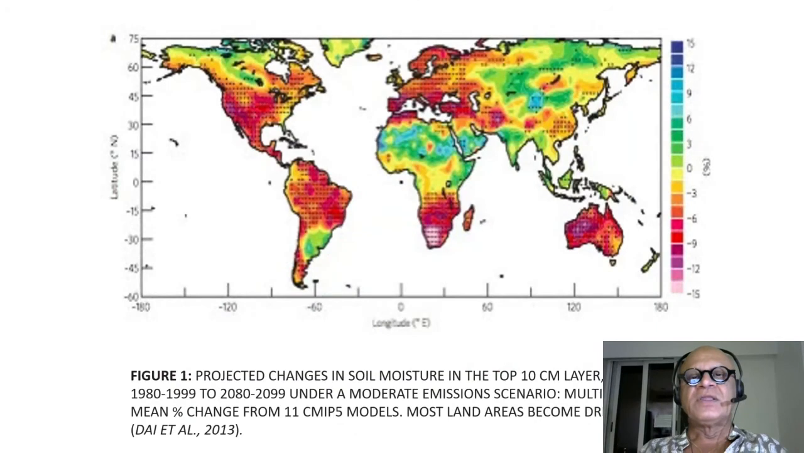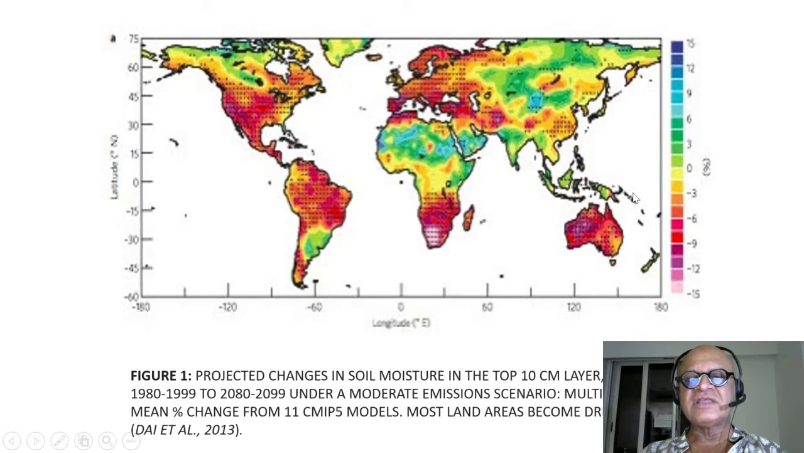So the projections also include many details, which we will not get into here, but you can look up the IPCC reports. This is just an example of soil moisture in the top 10 centimeter layer, where the period of 2080 to 2099, the end of the century, is being compared to the base period of 1980 to 1999.